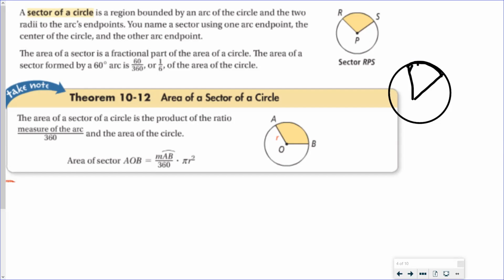This area is between an arc and two radii in a circle. You name a sector using one arc endpoint, the center of the circle, and the other arc endpoint. As an example, here you have A, B, C. To name the sector, you use one of the endpoints, the center of the circle, and the other endpoint. So the name of the sector is ABC.